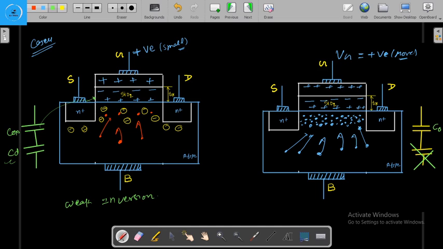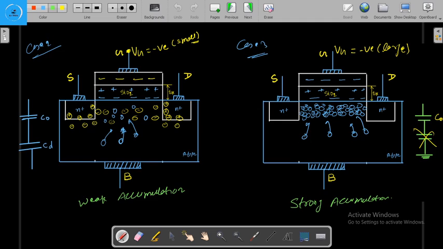And when we increase the gate voltage so that it is greater than Vt naught, the threshold voltage, a large number of electrons are present between the source and the drain. Hence we say that the region near the SiO2 interface between the source and the drain is inverted, and this region is known as the strong inversion region.